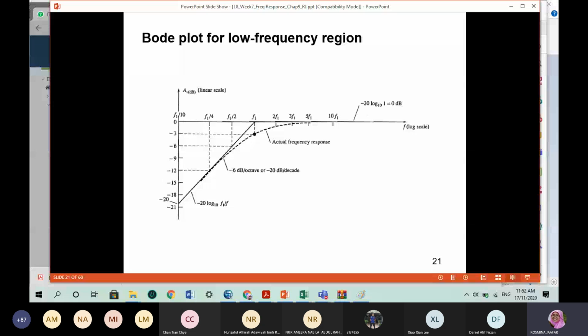And in terms of the frequency response, we can plot a quarter, half, F equal to the same input F, twice, 3 times, 5 times, and so on. And the value at 1/10 will be at negative 20 dB. At the same frequency, F1 and F the same, it should be at negative 3. Negative 6 will be half.